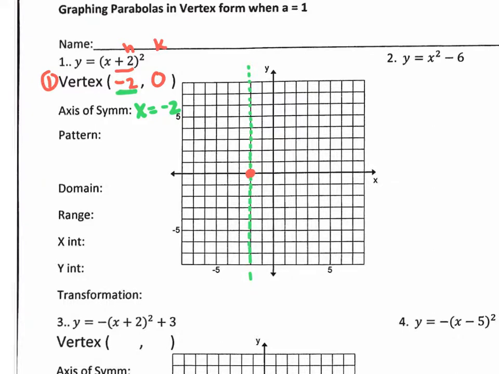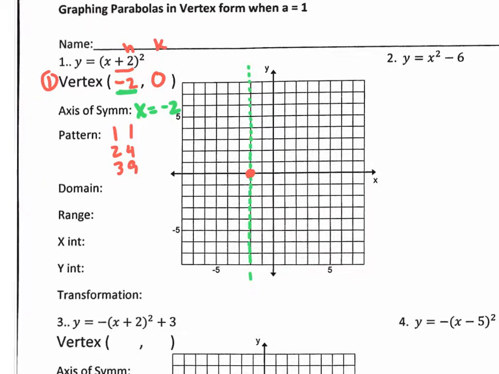What's the pattern that we're going to use? Well, because the a value is 1, it's the same exact pattern that we were using on the notes, which is 1, 1, 2, 4, 3, 9. These used to be coordinates on the parent graph. Now we're just going to use them as a pattern to produce the same exact width on the U-shaped curve from that vertex. Okay, so this is a +1 as the a value, so it is going to be opening up. And let's use the pattern.